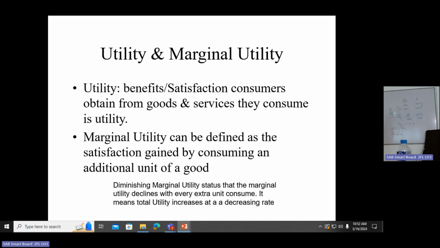So how do we measure that? Delta TU divided by delta x, right? That is the change in total utility for a change in consumption by 1 unit, an additional unit of a cup of tea. How much does total utility change? Delta TU divided by delta x. So that is the marginal utility. It always diminishes, right? That's why we say diminishing marginal utility.